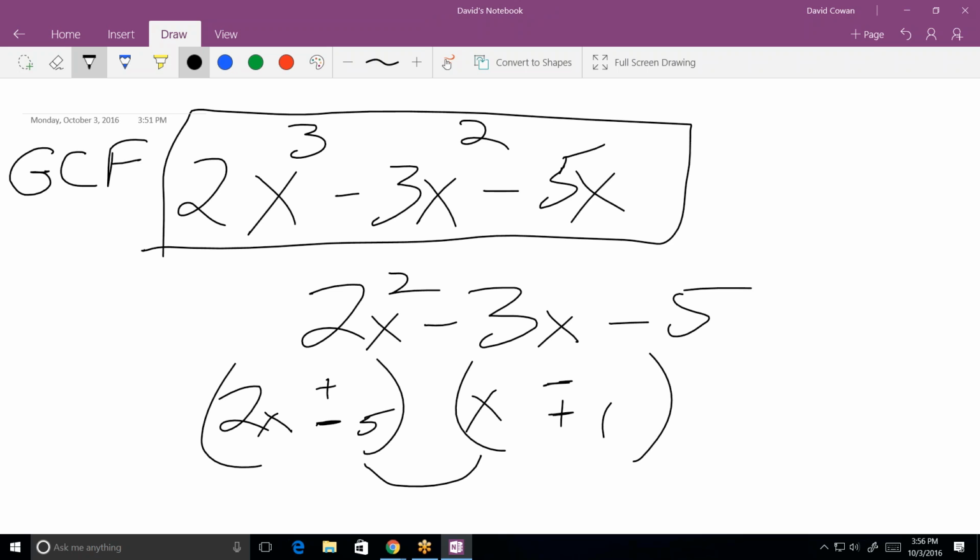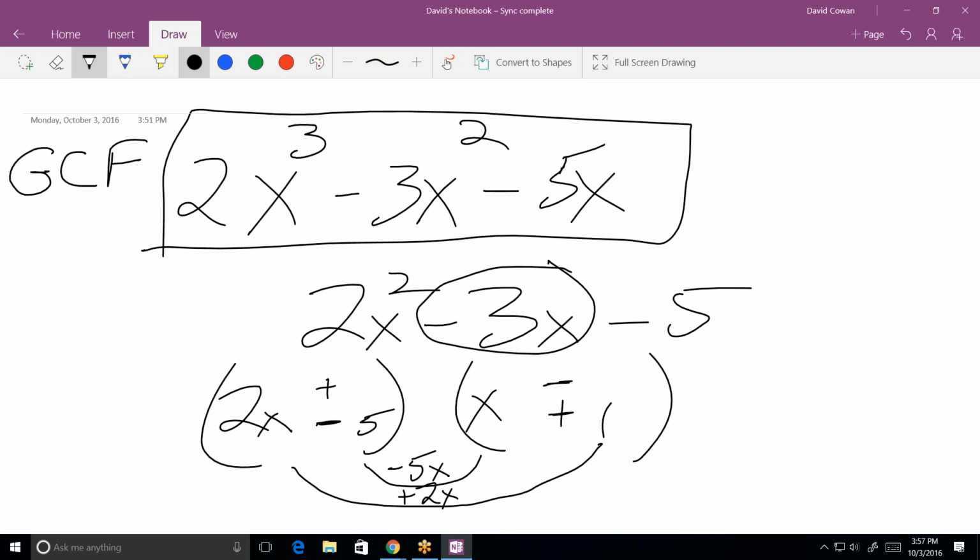And the way you always check it are these double smiley faces. These double smiley faces are not just a method for checking your quadratic. They're a very helpful method for figuring out what the factors are. Because what you always are looking for is for that middle term to be right. Well, when I add the product of the inside and the outside, I get minus 3x. And that's what I got here.